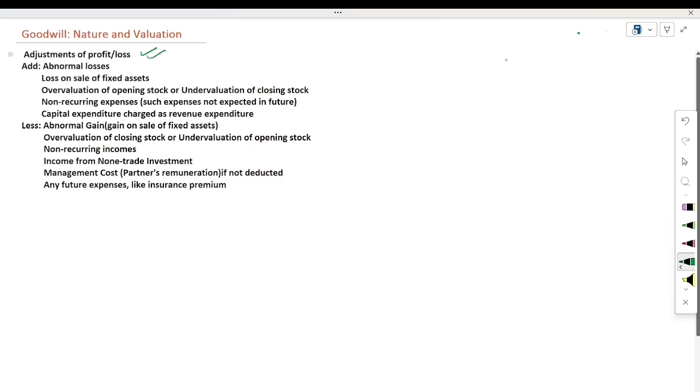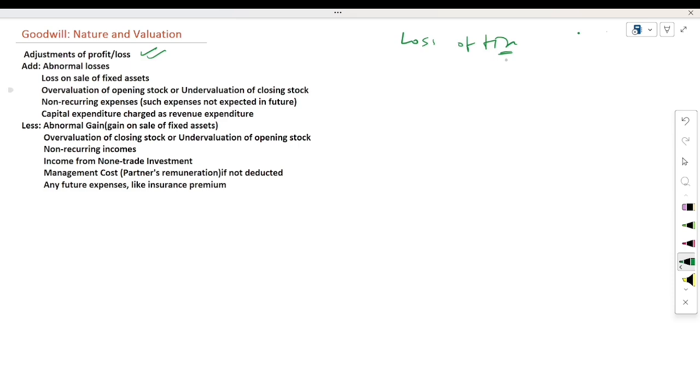See here, adjustment of profit or loss or any other expense. It may be given any type of abnormal loss, in the sense all those losses which have not been expected. These losses are abnormal losses. Just for example, loss of fire, loss of theft, like this. It means any type of abnormal losses will be added to the profit or loss amount whichever is given.